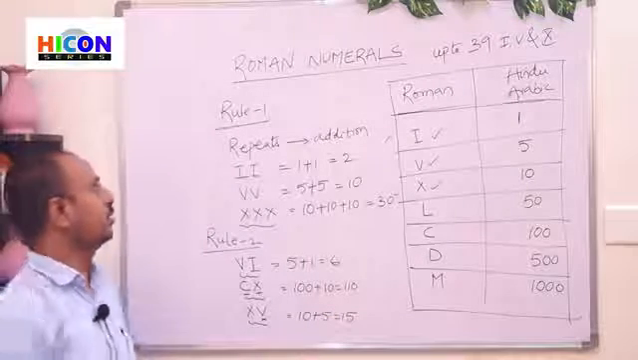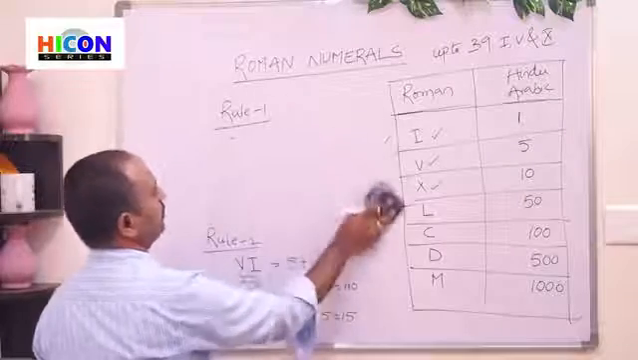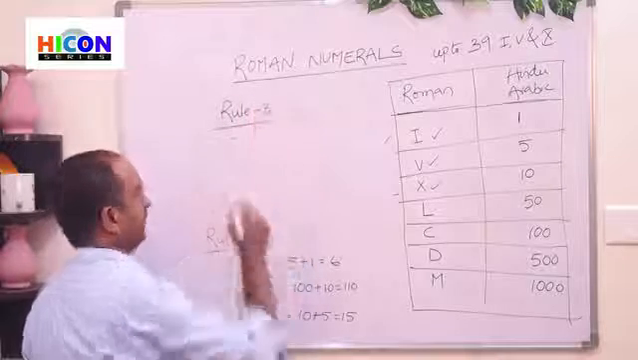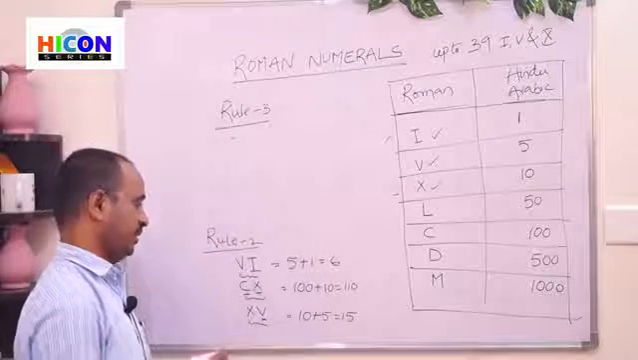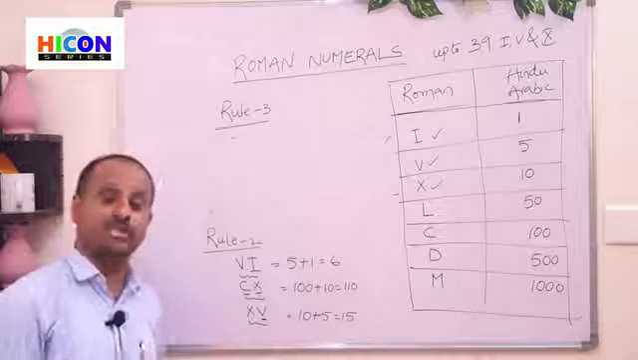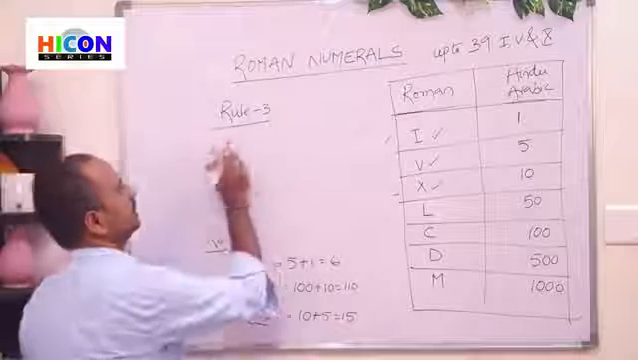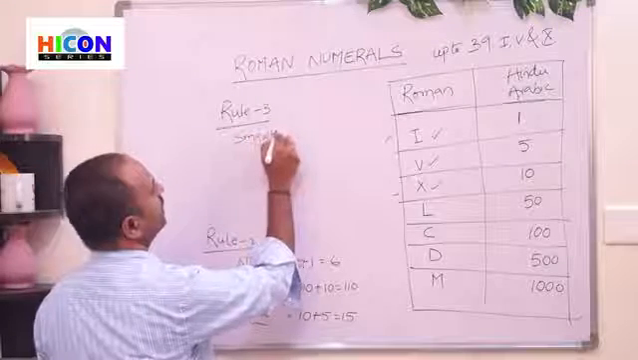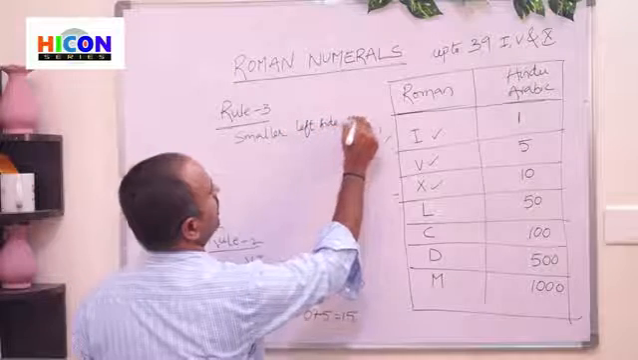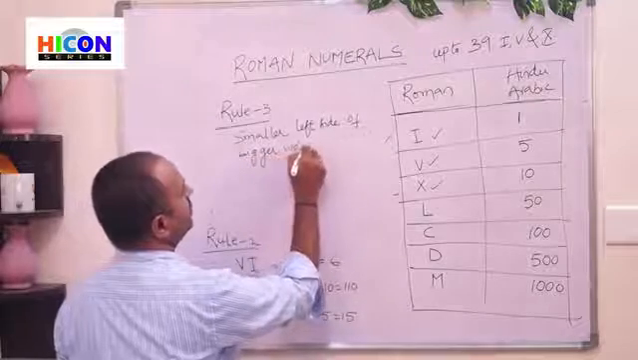And see another rule, that is rule number 3. What is rule number 3? Children, if the smaller value is written on the left side of the bigger value, then we have to subtract that smaller value from the bigger value. So if the smaller value is written on the left side of a bigger value, then we have to make subtraction.